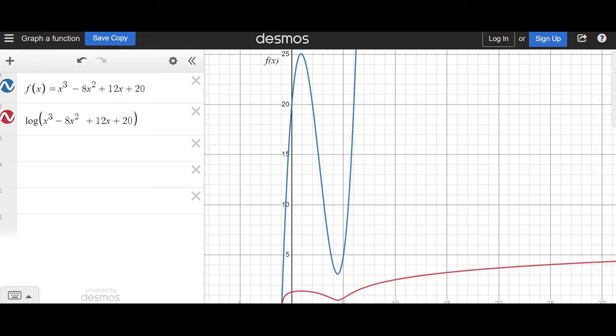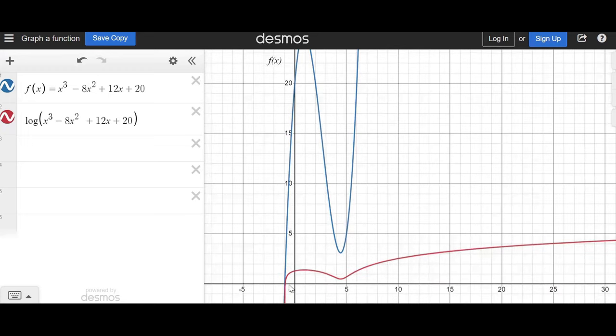So if you see the graph, I've taken the function x power 3 minus 8x power 2 plus 12x plus 20, and I've taken its log. The second one is in red, the first one is in blue. So the same function, I've taken log in the second one, and you see the graph here. This graph is kind of flattened because I've taken log. So it's very easy at times to find the differentiation and to find the value of x at which differentiation is 0. That is the reason we're taking log likelihood.